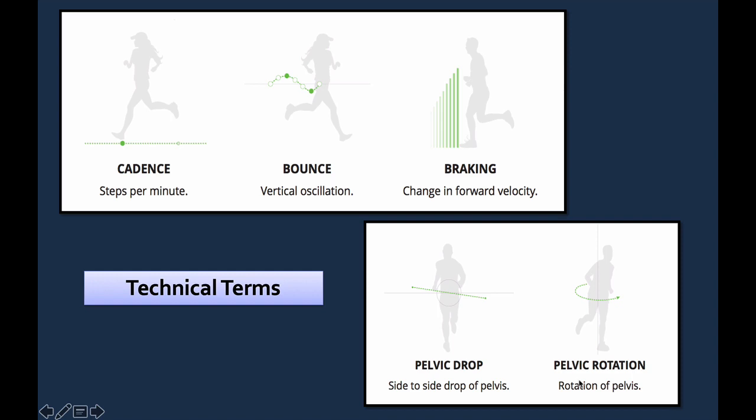Braking is how much your speed slows down on every step. That naturally happens, but if you're overstriding, that will lead to increased braking forces. That's why we generally don't like excessive overstride in runners. And also looking into proximal control, like your pelvic drop and pelvic rotations, side to side movements, which could lead to a lot of wasted energy.